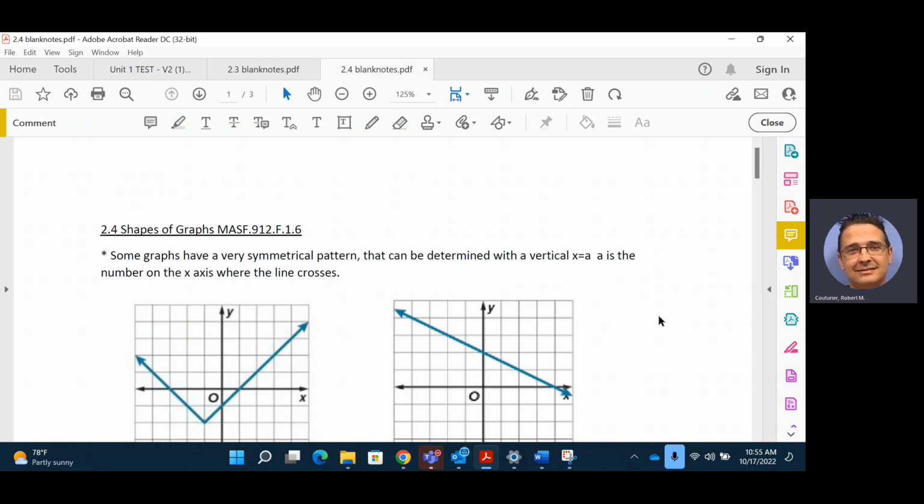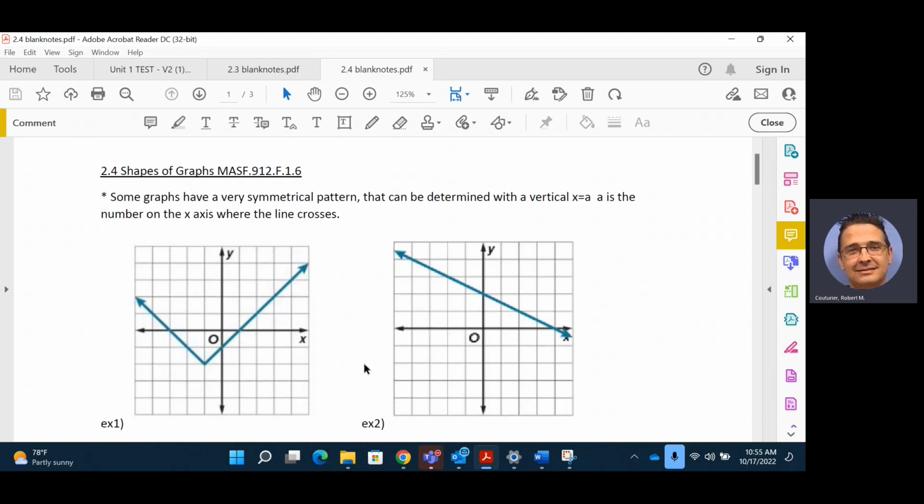It's interesting. All right, so let's start to look at this 2.4 shapes of graphs. And if you really need to know our benchmark, there you go, whatever good that does you.